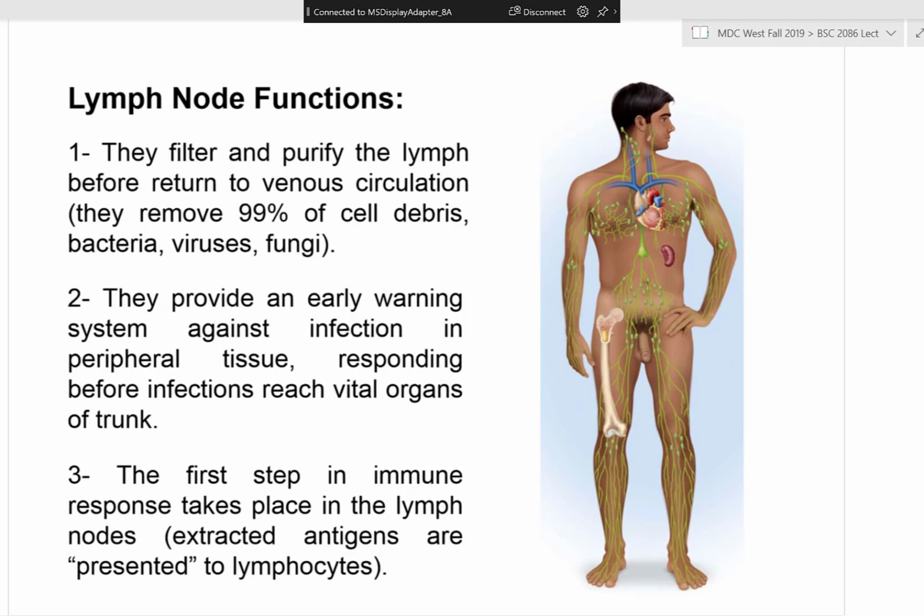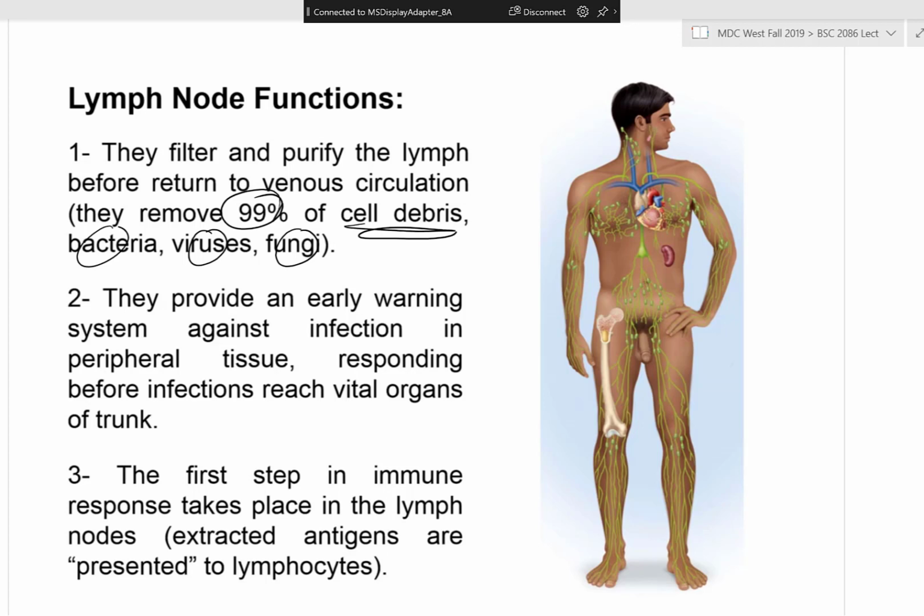So lymph node functions, right? What is the main function? 99%, they remove what? Cell debris. And in that debris is not only the parts of the cell that no longer are needed, but is what? Bacteria, virus, and fungi. So bacteria, virus, and fungi.